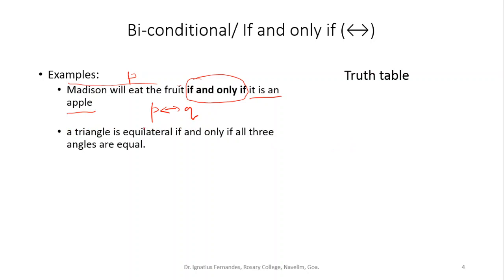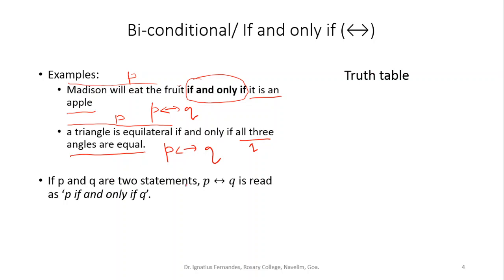Another example: a triangle is equilateral if and only if all three angles are equal. This is one property that we learn in mathematics. So I have P here, I have Q here, and I have P if and only if Q. Whenever a triangle is equilateral, we know that all three angles are equal, and whenever all three angles are equal, we know that the triangle is equilateral.